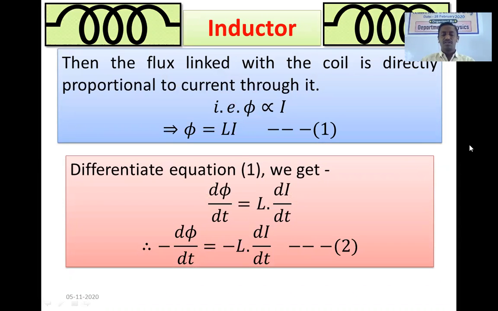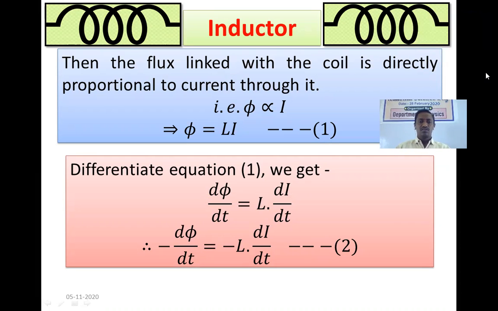Now we differentiate equation number 1 with respect to time. After differentiating, the equation becomes d phi by dt equals L into di by dt. Let us multiply by a negative sign to both the terms. So the equation becomes minus d phi by dt equals minus L di by dt.